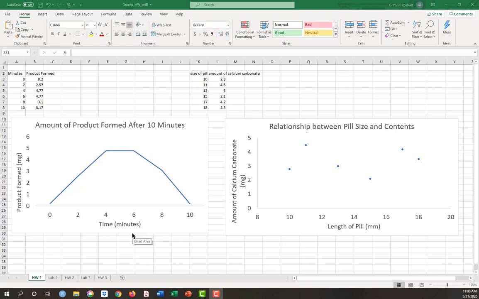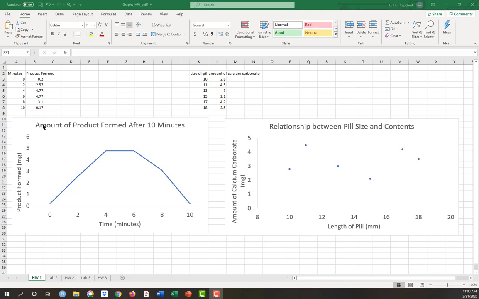Including units is very important because if this was seconds or hours or years and you didn't have the indication there, then you would have no idea how quickly this reaction occurred. So having the units is crucial. Similarly, on the y-axis, we have our dependent or response variable, product formed, and in this case, milligrams. This is just a generic data set, so there's not really much information presented here.